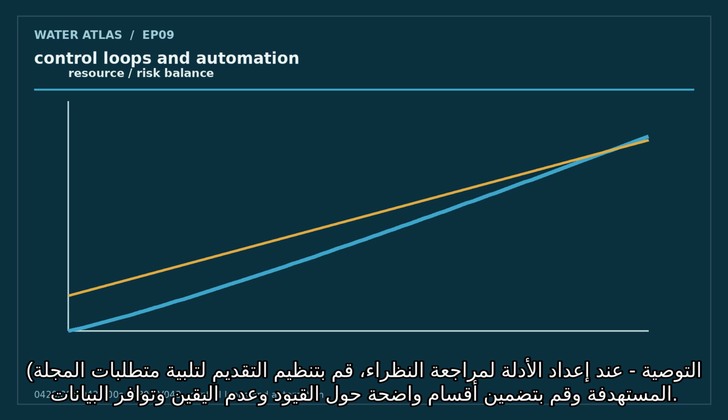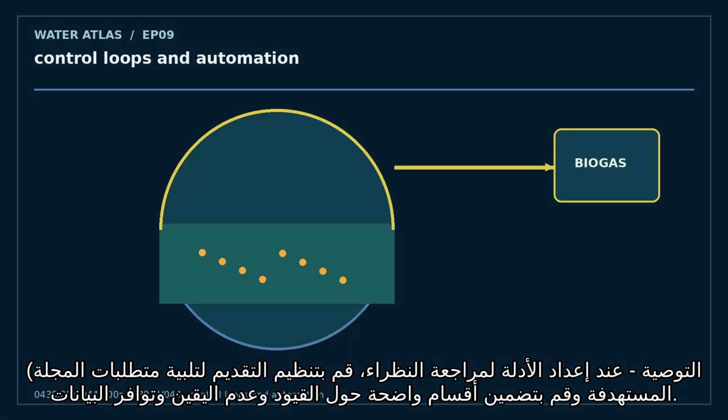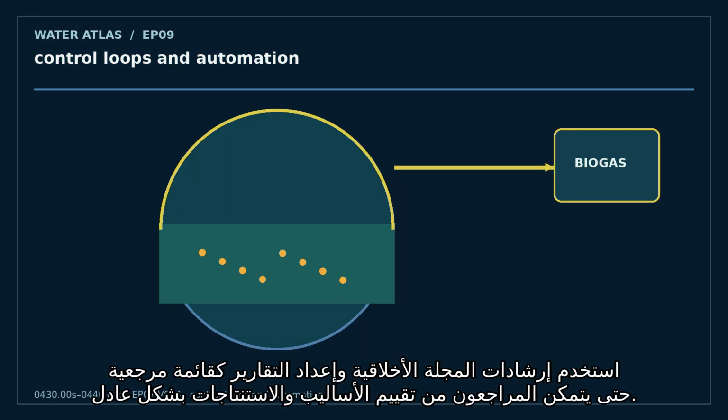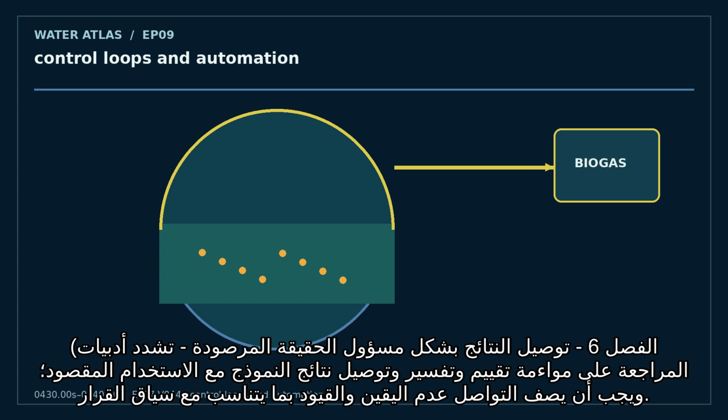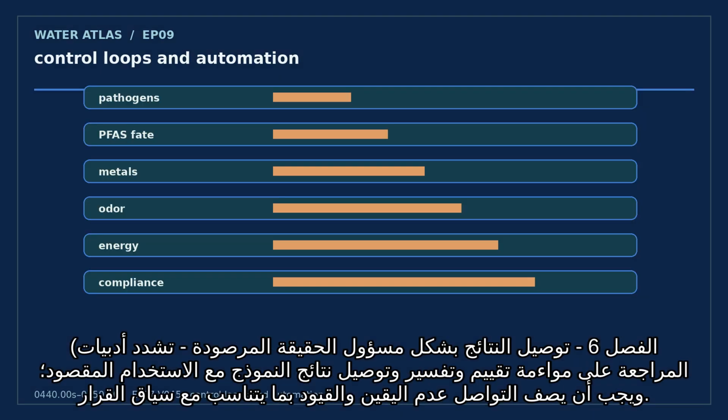Recommendation. When preparing evidence for peer review, structure the submission to meet the target journal's requirements and include explicit sections on limitations, uncertainty, and data availability. Use ethical and reporting guidance as a checklist so reviewers can fairly evaluate methods and conclusions.